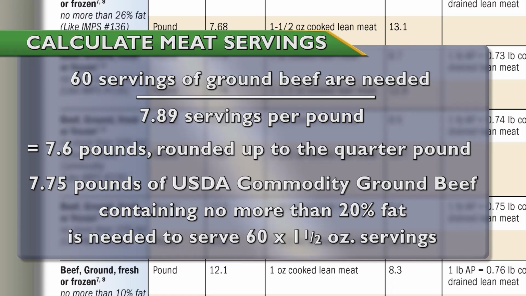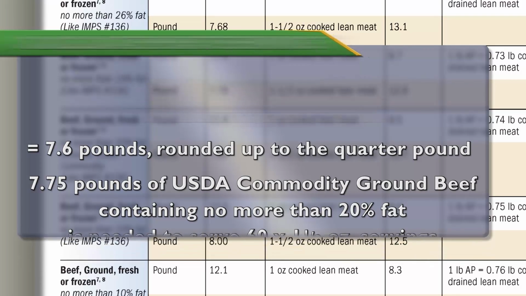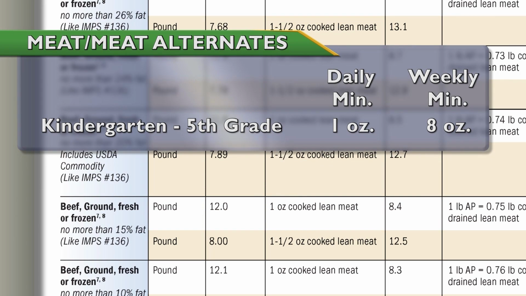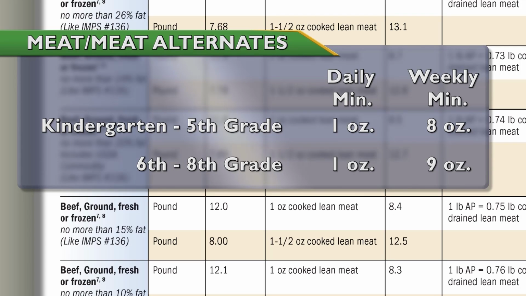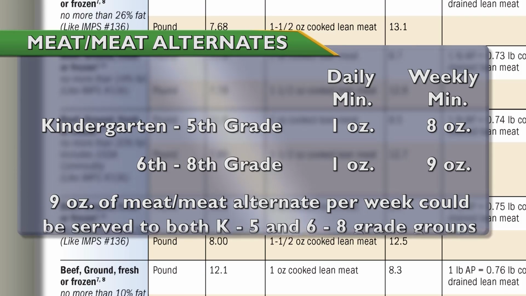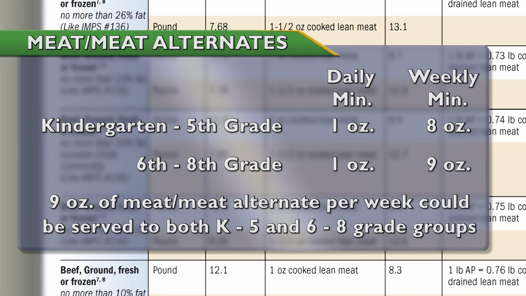The minimum meal servings for the meat alternate component for the K through 5 group is a serving requirement of 8 ounces per week. And the 6 through 8 grade group has a serving requirement of 9 ounces of meat alternates. Therefore, a single menu that offers at least 9 ounces of meat alternate per week could be served to both the K through 5 and the 6 through 8 grade groups.